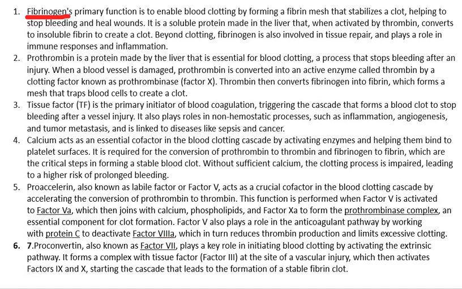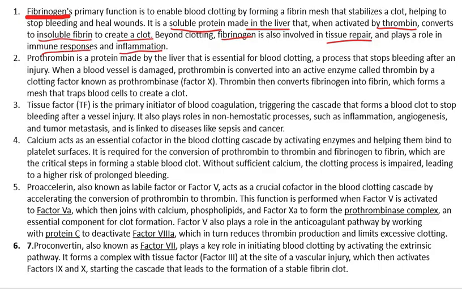Like the first one is fibrinogen, and fibrinogen is a soluble protein which is made in the liver, and it is activated by thrombin. Thrombin activates the fibrinogen into insoluble fibrin which creates the clot, and fibrinogen is involved in tissue repair, immune response and inflammation.